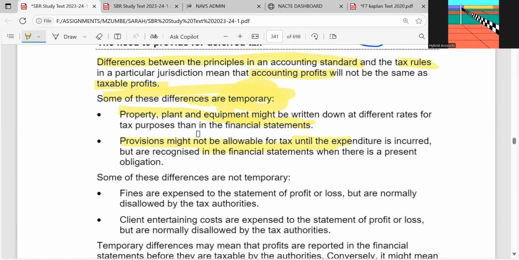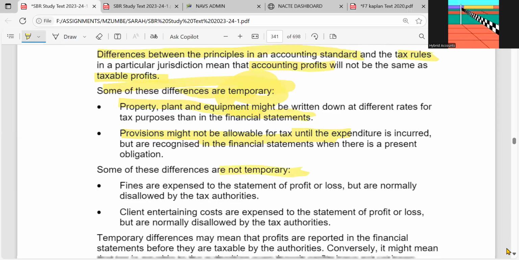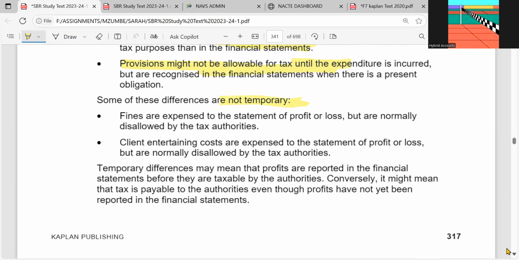So you see, in the financial statements, they recognize the provision as a liability and they record an expense, right? That expense will reduce the profit. So the accounting profit will be different from the taxable profit because for tax purpose, it won't be allowed. But in due time, when the expenditure is actually incurred, the same thing will be done, right? So you can see this. And some of the differences are not temporary, which means they are permanent. If they are permanent, they won't result in deferred taxes.